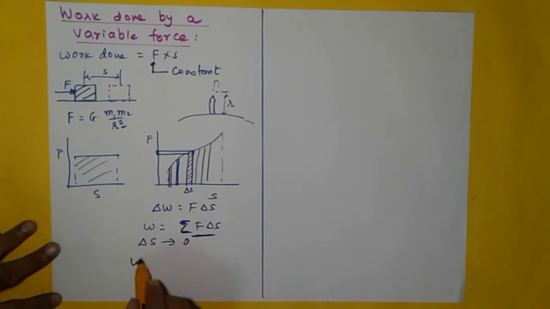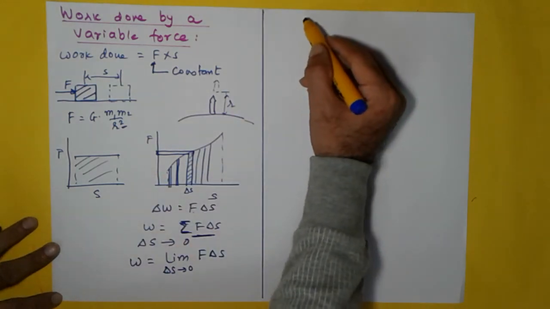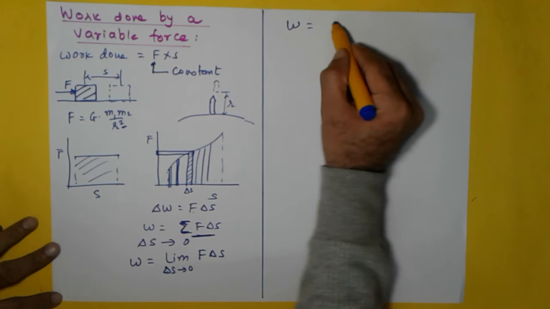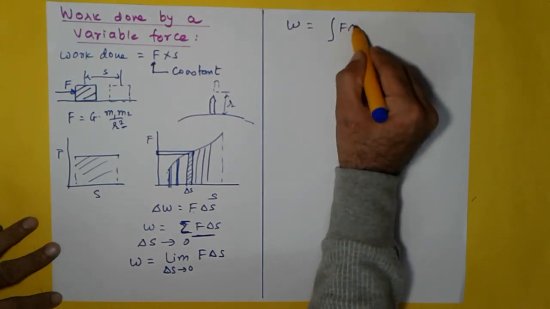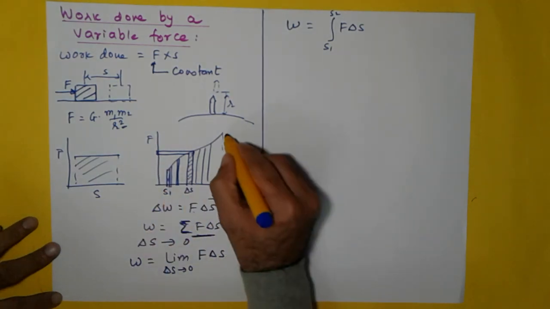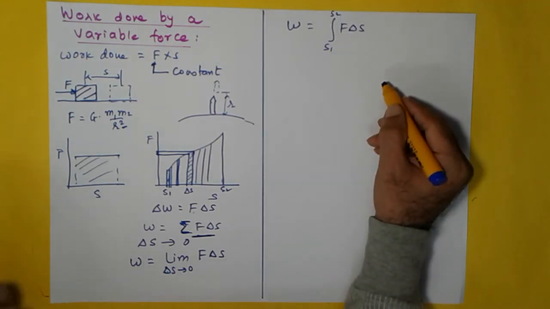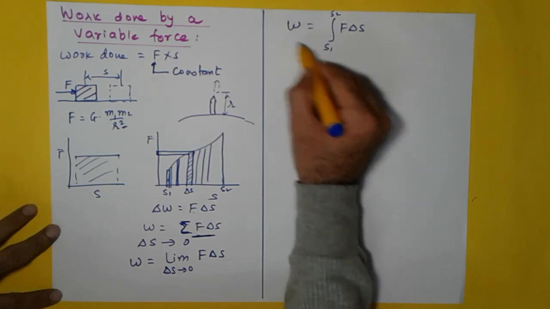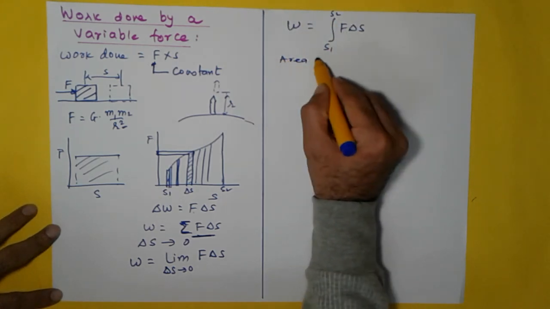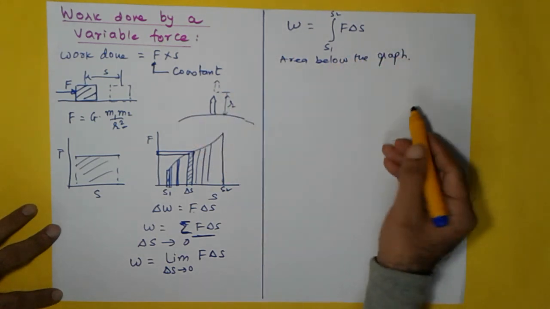In that case, we would rewrite this as the limit of delta S tends to 0 of the sum of F delta S. In calculus, we would write this as work done is equal to the integral of F dS from s1 to s2, where s1 and s2 are the limits, s1 being the first value and the last being s2. Between limits s1 and s2, F dS would give us the total work done. The mathematical value, if I calculate this, will come out to be the area below the graph, which would be equal to the total work done.